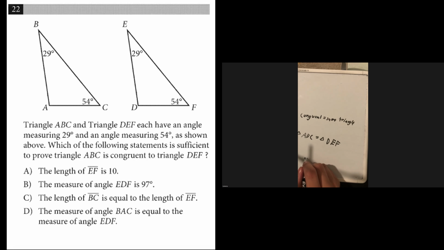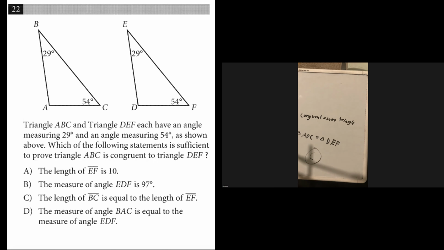For answer choice B, knowing the angle doesn't matter because we can figure that out from the information we already have. For answer choice C, the length of BC is equal to EF. Well, if the lengths of those two are the same and they have the same angle measures, then that means it would have to be the same triangle. So that means the correct answer is C.